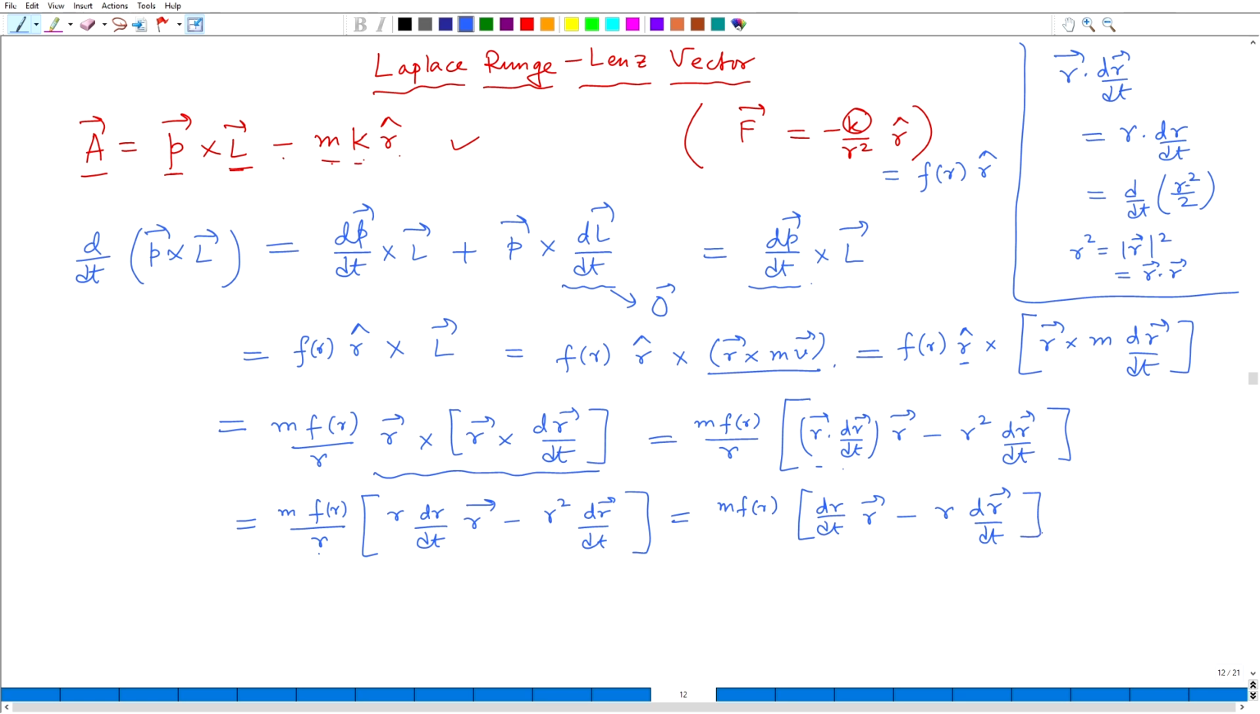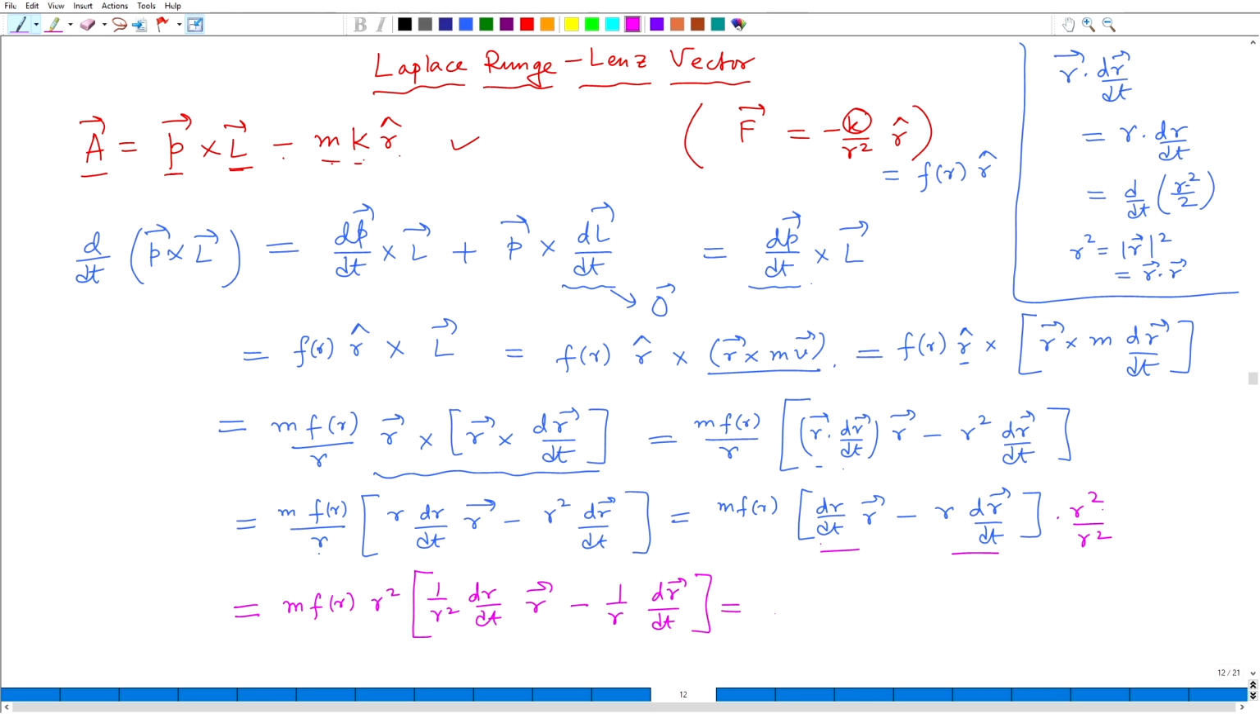Okay. I then do something very interesting. I will multiply and divide the whole thing by r square. And then what I will get by this interesting multiplication and division is the following. Then I can take m f r times r square, then this 1 by r square I will include inside the bracket, and I will simply have this 1 over r square dr dt r vector minus 1 over r dr vector dt. Okay.